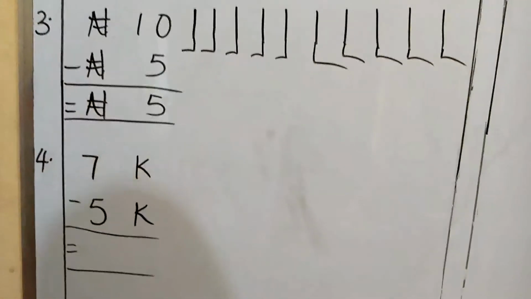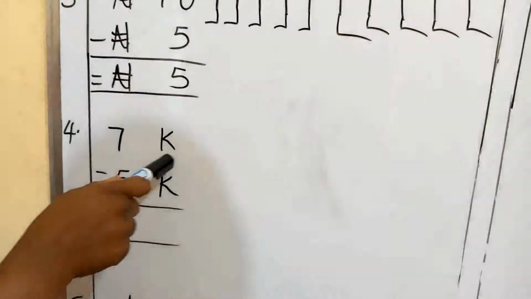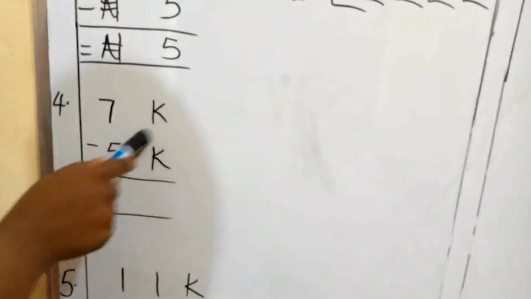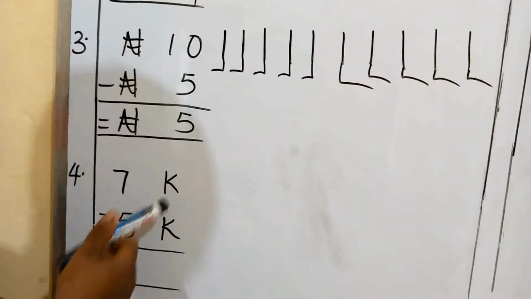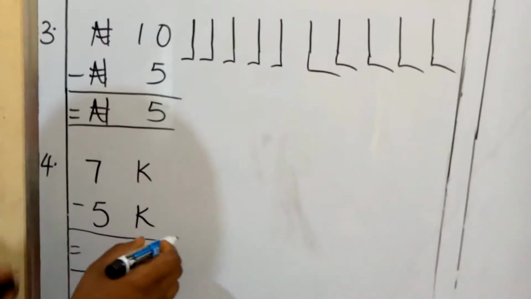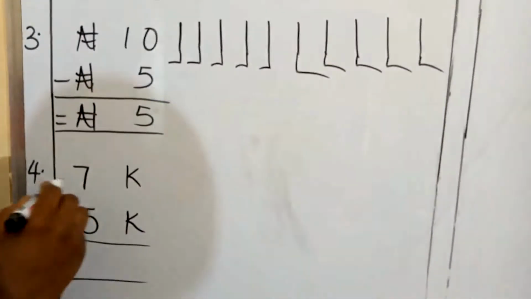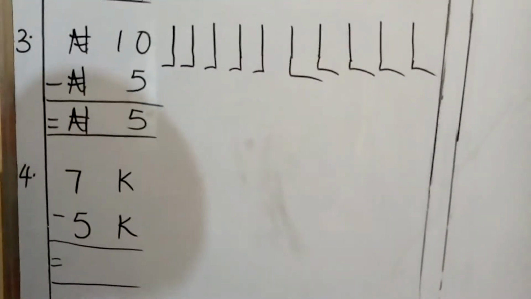Number 4 here says 7 Kobo, take away 5 Kobo. This is your minus sign, your subtraction sign, your take away sign. This is the symbol of Kobo. The other ones we did were in Naira, but this one here is in Kobo. Remember, the symbol for Kobo is K. Now number 4 says 7 Kobo, take away 5 Kobo.